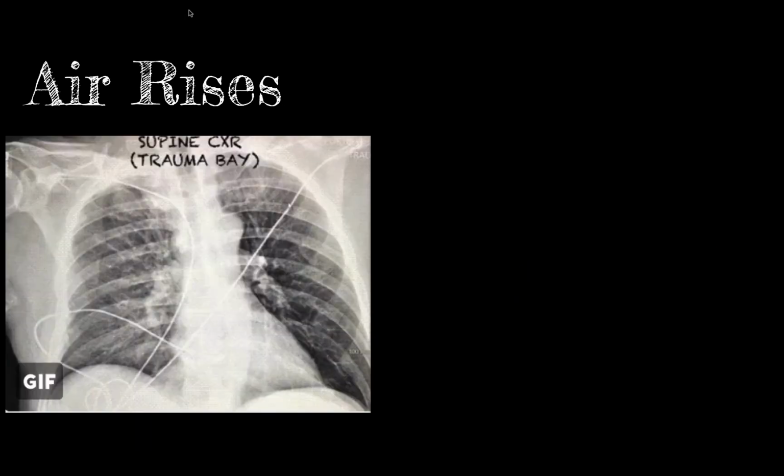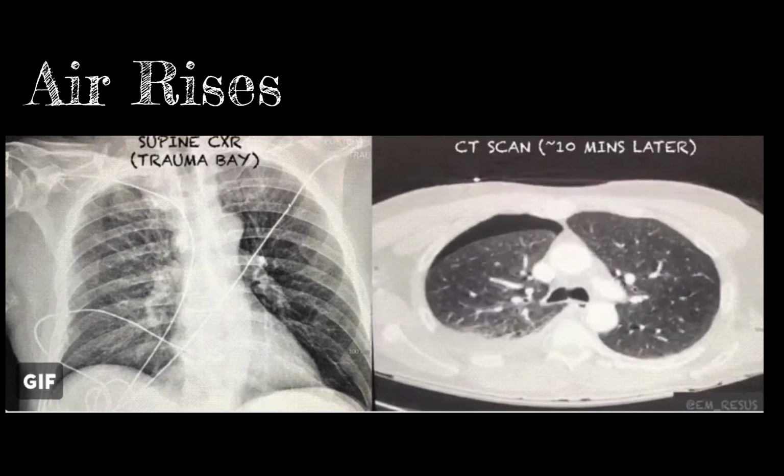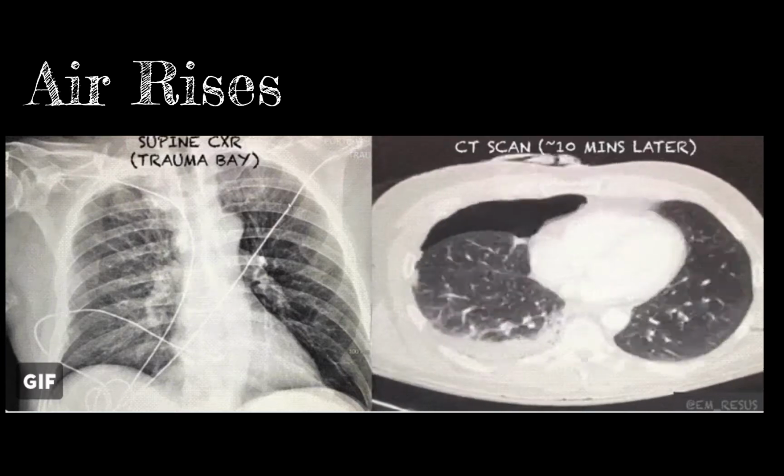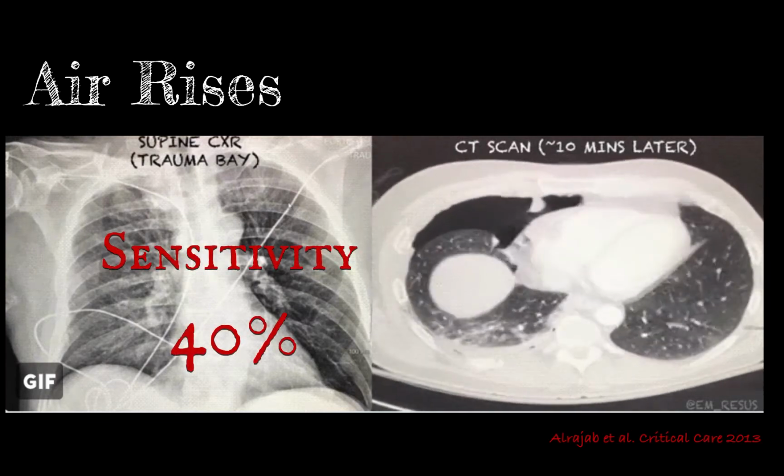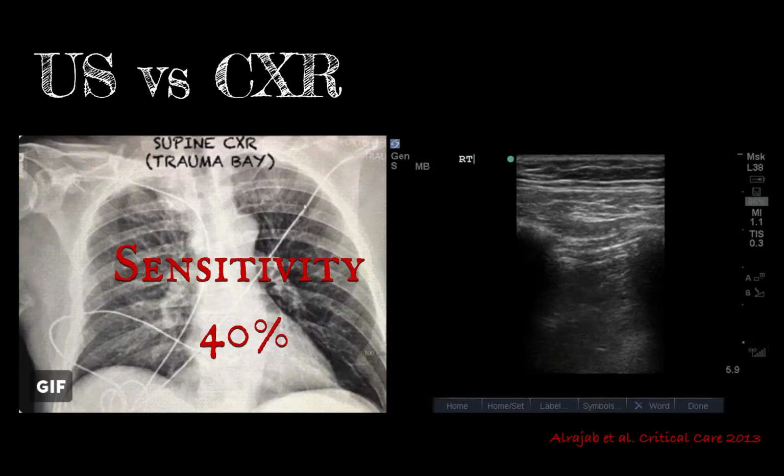The second basic concept to understand is that air will rise to the top. This is a big reason why trauma supine x-rays are often useless. Here's an example of a relatively normal appearing chest x-ray, and here's the CT scan on that same patient. Time and time again, we've found that the sensitivity of these chest x-rays is quite lousy, somewhere around 40%. By contrast, the presence or absence of lung sliding can rule the pneumothorax out with 79% sensitivity.